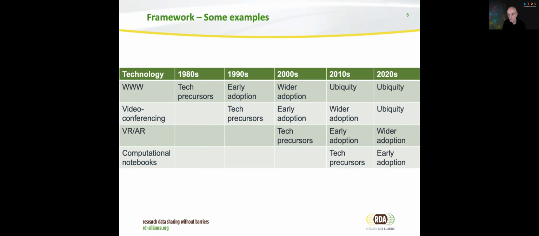And then computational notebooks, I think we're in the early adoption phase of that. We're starting to see more use of computational notebooks, but it's still not widely adopted. So the point of all of that is that there's a long lag time between the early work and it becoming more widely adopted or even ubiquitously adopted. Roughly speaking, it's kind of a 20-year lag. So the things that we are starting to build now are unlikely to be making a difference in researchers' lives for 10 or 20 years.